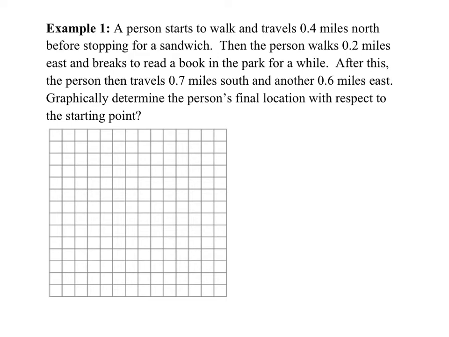Then the person starts to walk 0.2 miles east, and then breaks to read a book in the park for a while. After this, the person then travels 0.7 miles south, and then another 0.6 miles east. Graphically determine the person's final location with respect to the starting point. So these are a bunch of vectors, that's all they are.